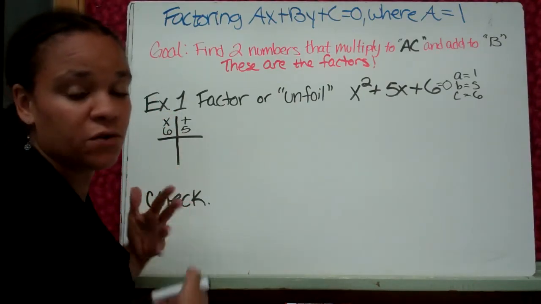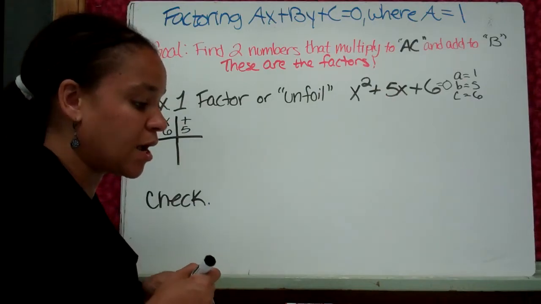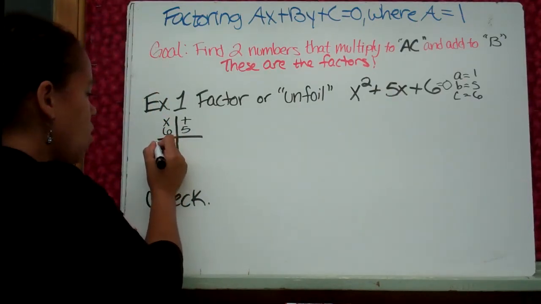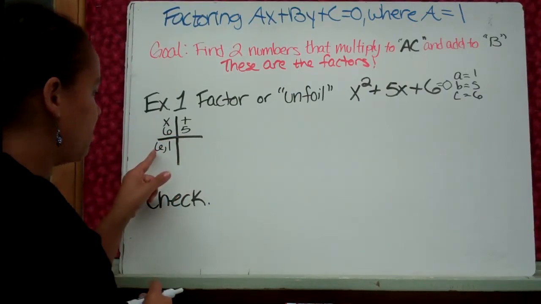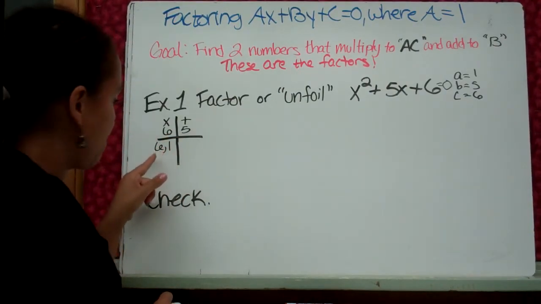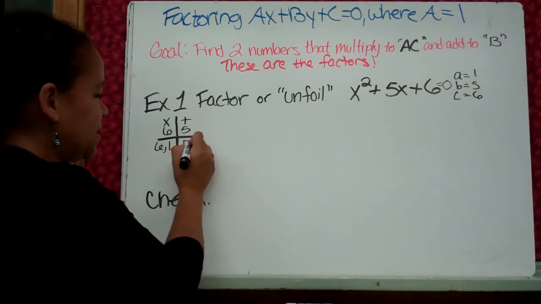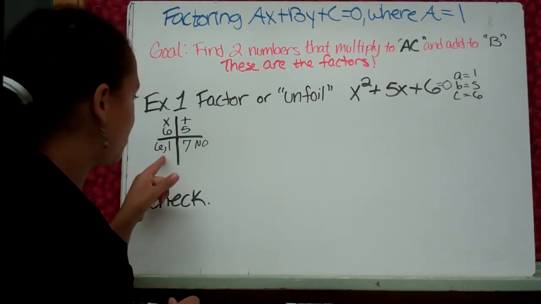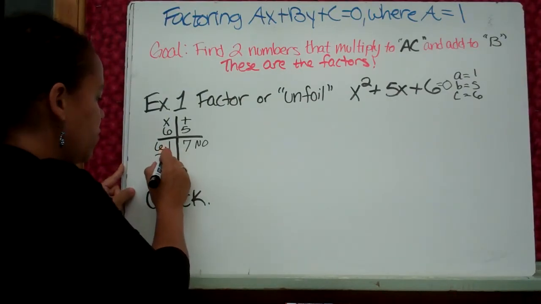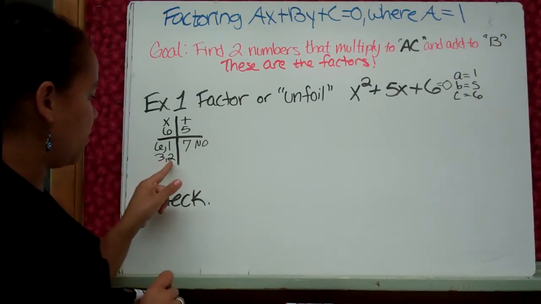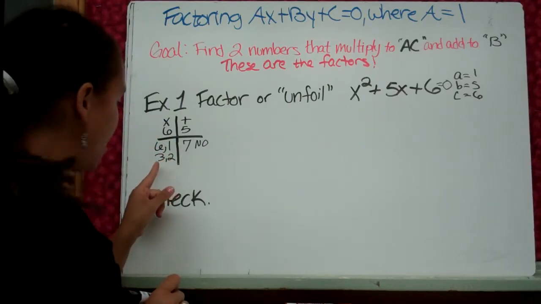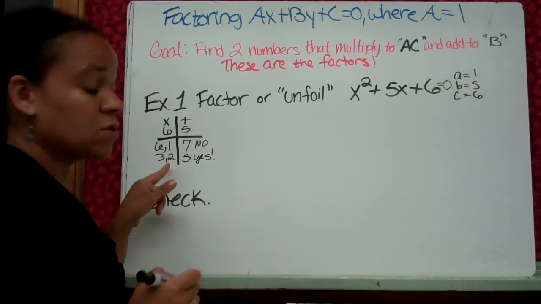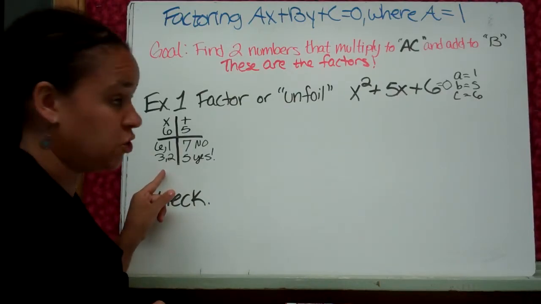And this is a little chart for you to keep track of your numbers that you're trying. So if we think of numbers, first thing off the top of your head, okay, what multiplies to 6? Well, 6 and 1. 6 times 1 is 6, that's true. But when you add 6 plus 1, you get 7. So no, that doesn't work. Let's try again. What other numbers multiply to 6? Well, 3 and 2. If you multiply 3 times 2, you get 6. If you add 3 plus 2, you get 5. Yes. Those are the correct factors, 3 and 2.